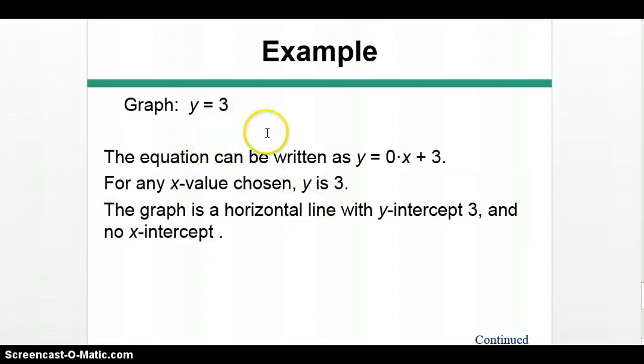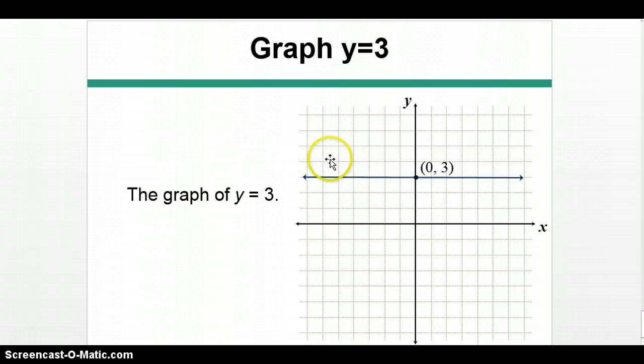Similarly, to draw y equals 3, the y-intercept will be (0, 3). So this is a horizontal line that intersects the y-axis at 3.